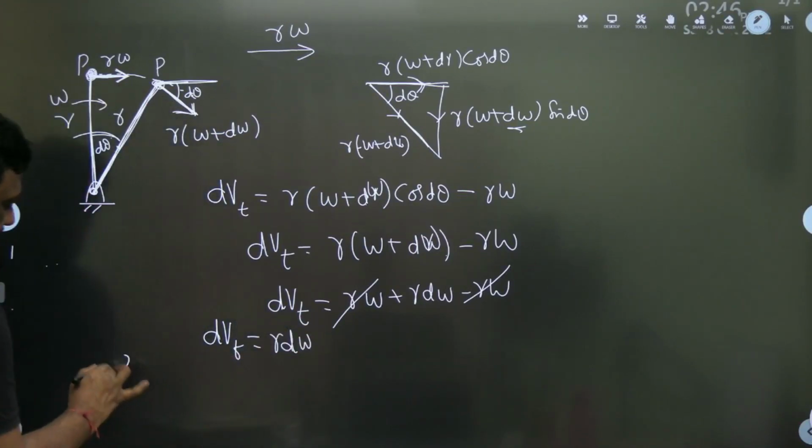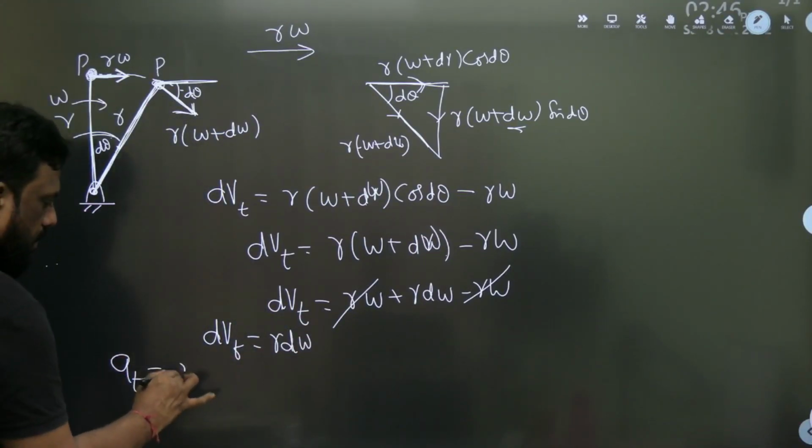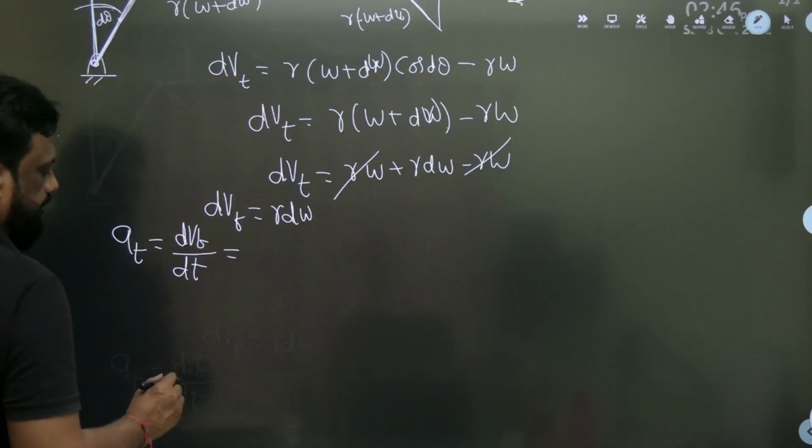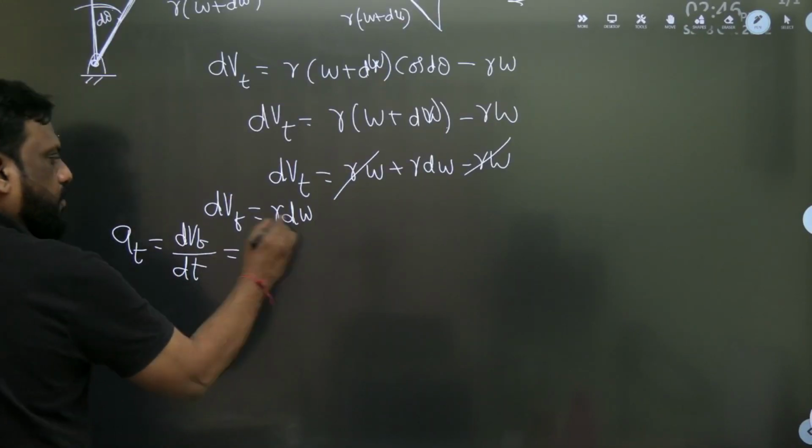I want the acceleration in the tangential direction. So the rate of change of velocity is equal to this; now divide both sides by time.